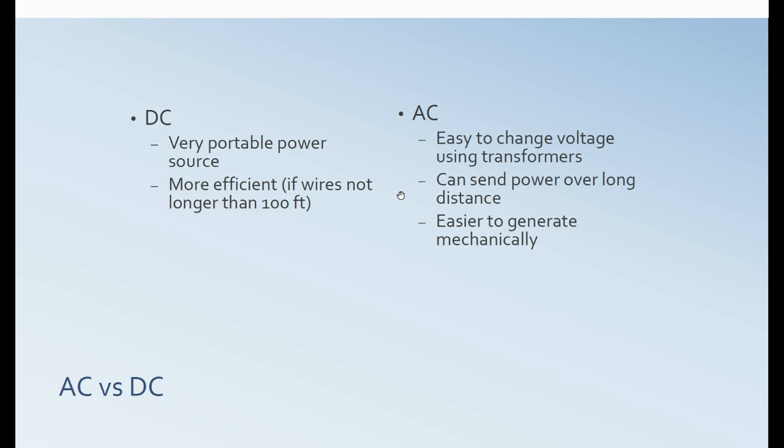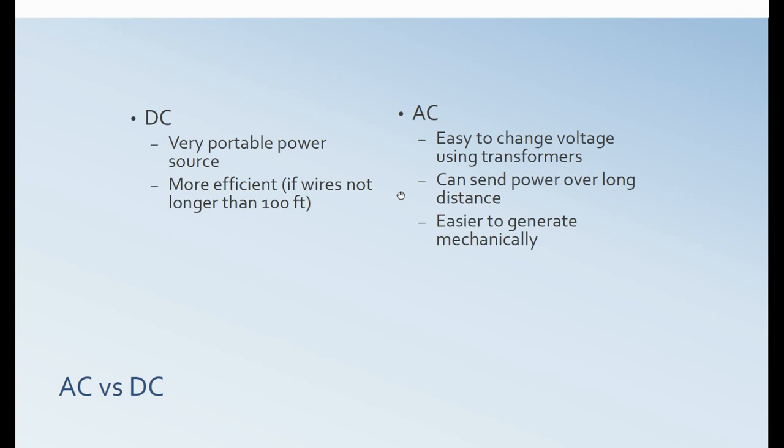And it's very easy to use transformers to do that with alternating current. With direct current, it's much more difficult to change the voltage. With AC, it's also easier to send power over long distances. Think about how far away the average person lives from their nearest power plant. And AC is very easy to generate mechanically. With DC, we usually use things like chemical sources, our batteries, to generate that direct current.